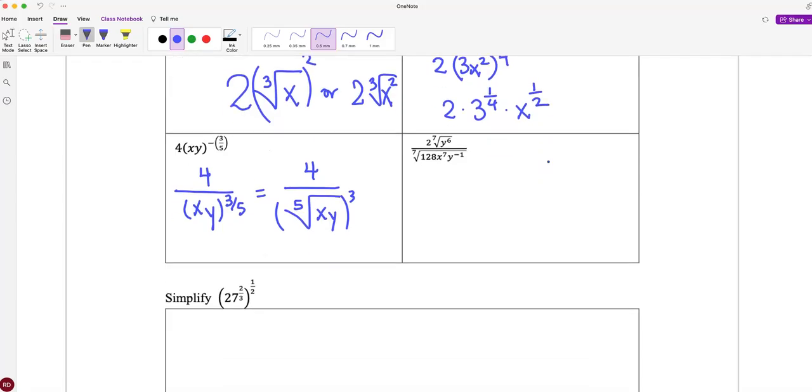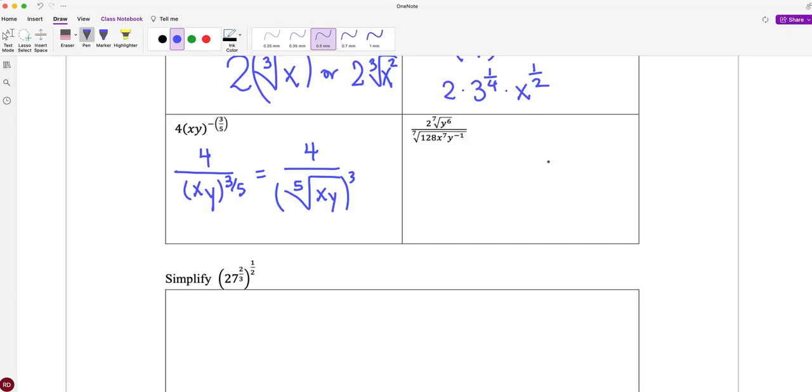Look at the next one. I want to write everything with exponents. So this is 2y to the 6/7 over the 7th root of 128, let's just write it: 128 x to the 7th, y to the negative 1, to the 1/7 power. Okay, so I get 2y to the 6/7.